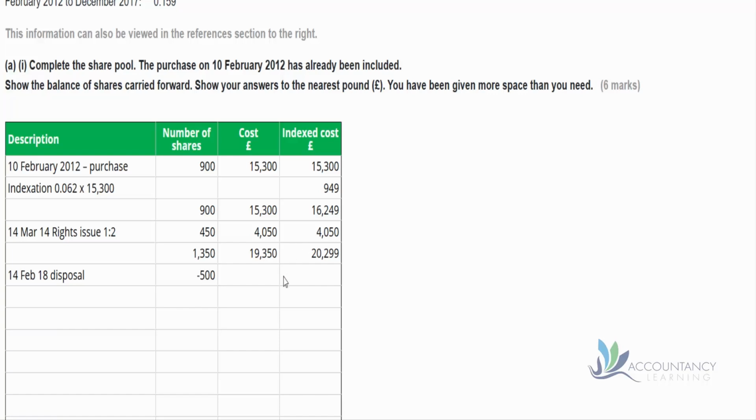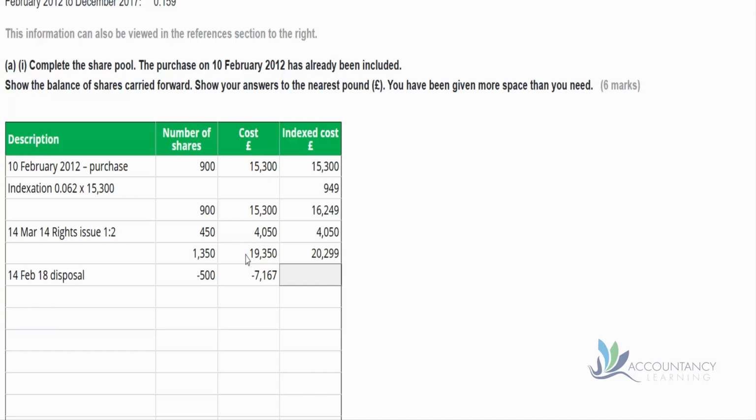Okay, so we want to work out what our cost is. So to do that, we'll take the 500 that we're selling now. We divide by 1,350 to work out what is the proportion of the shares that we're selling. So we're selling 37% of our shares. And then we multiply that by the subtotal figure, the 19,350, and that gives us a cost of 7,167. Okay, so again, let's go through that again. That's 500 divided by 1,350 multiplied by 19,350. Okay, that's the 37% of the cumulative cost.